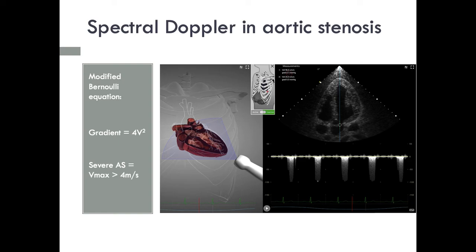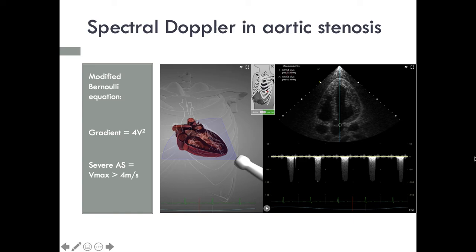velocity squared. So in this image here, I think the peak velocity is measuring at about 1 meter per second, 100 centimeters per second, and we do our calculation in meters per second. So peak velocity of 1 meter per second gives us a peak gradient of 4 times 1 squared, which is 4 millimeters of mercury. We say that the aortic stenosis is severe if the maximum velocity is more than 4 meters per second.